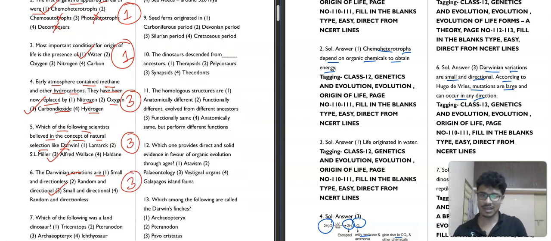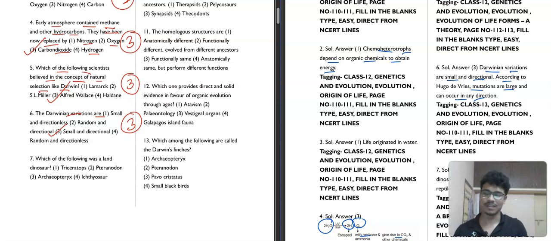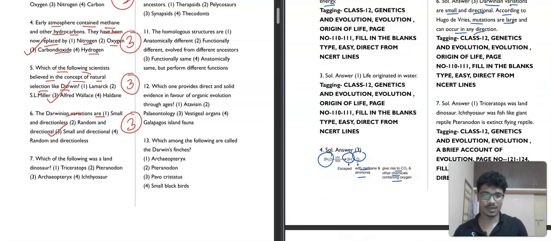This is basically all given in NCERT. If you read the NCERT, this paper will be very easy for you, I hope. The next question is question number 7. It is saying, which of the following was a land dinosaur? Triceratops, Pterodon, Archaeopteryx, or Ichthyosaurus? The land dinosaur was Triceratops. The first option will be our correct answer for this question.